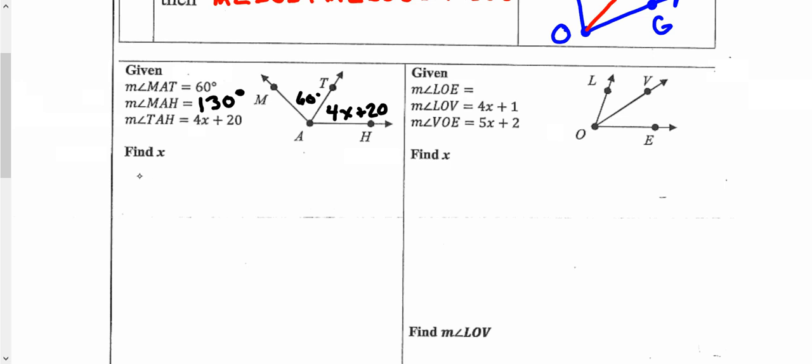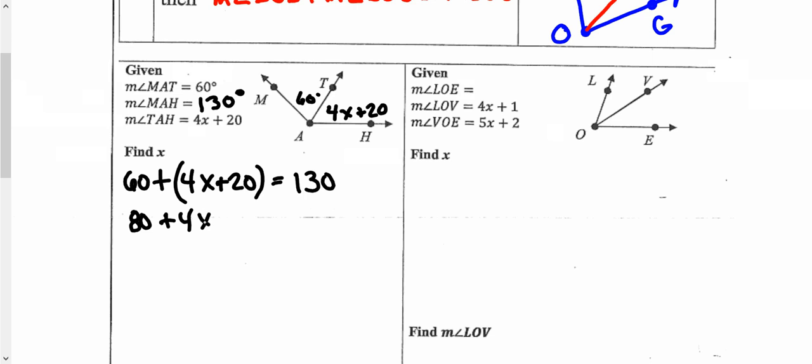Okay, so we're going to have the measure of MAT, which is 60, plus the measure of angle TAH, which is 4x plus 20. If you'd like to throw that in parentheses, you can, because it's an expression. You don't have to. It is going to be equal to the whole thing, which is 130. Let's simplify this. The 60 and the 20 give me 80. All right, 80 plus 4x equals 130.